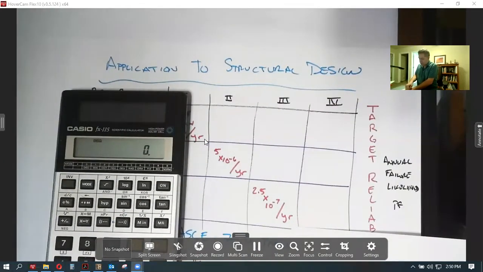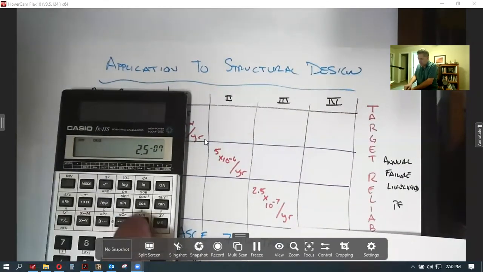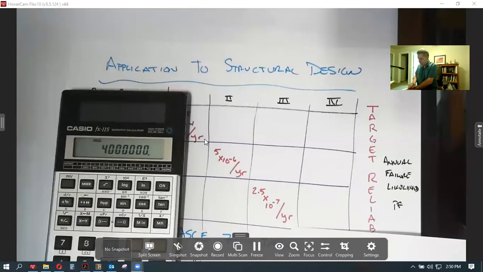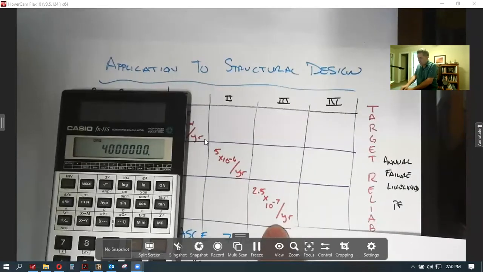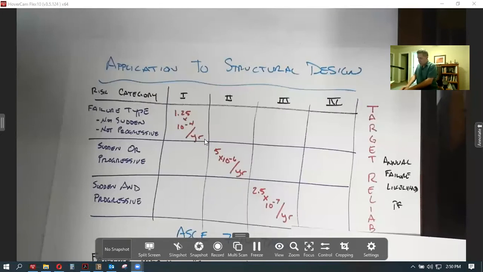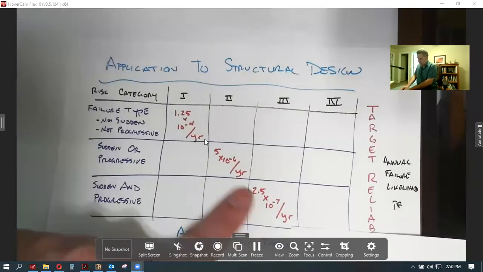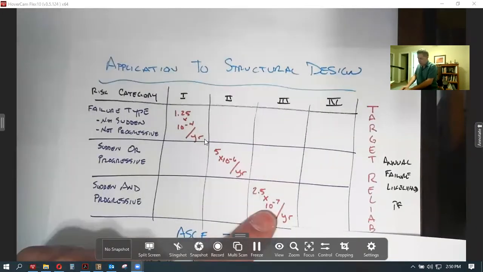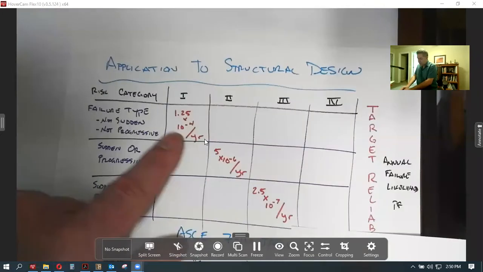And now we're looking at 2.5 times 10 to the minus 7th. And when we take the reciprocal of that, that's a 1 in 4 million chance in any one given year. And so that just illustrates the range of the target reliabilities that we're after, or you can also call it the target annual failure likelihoods.